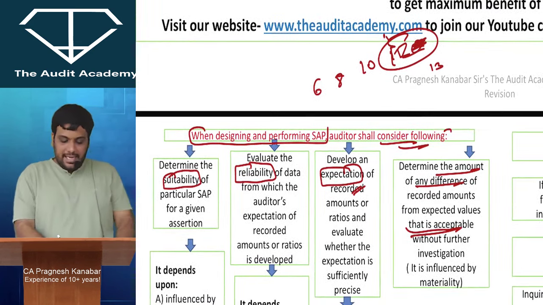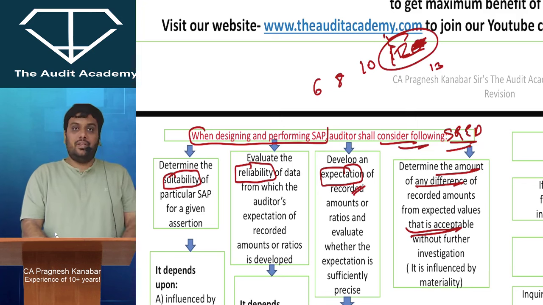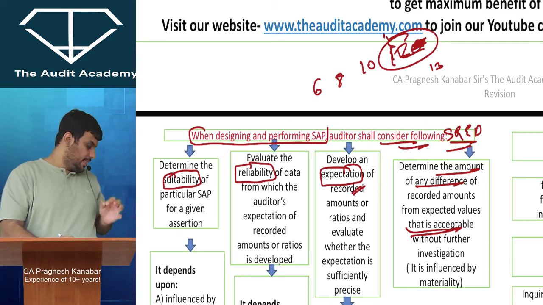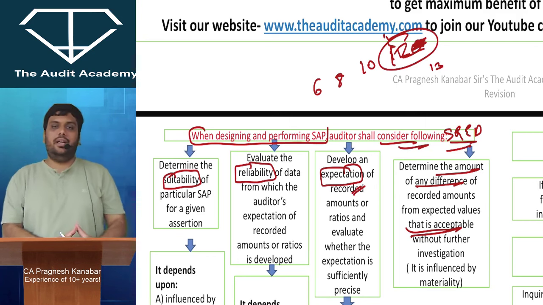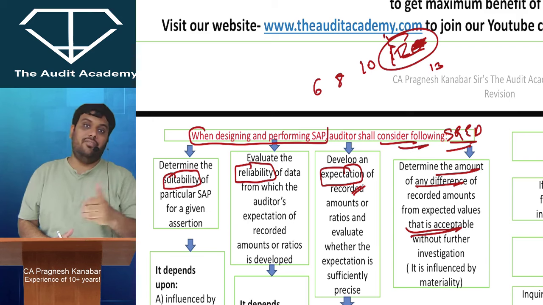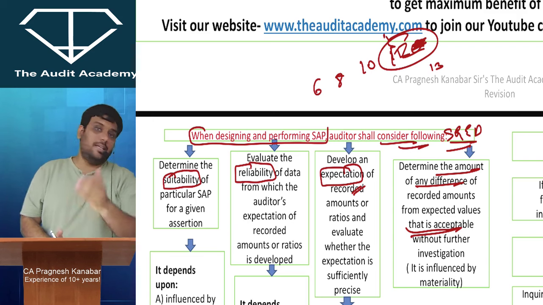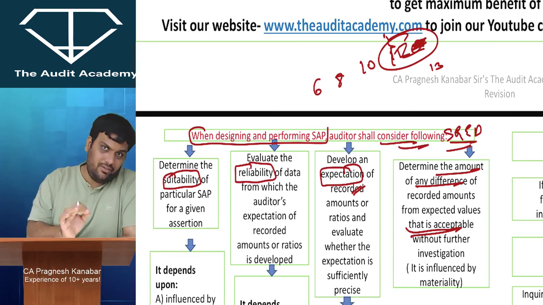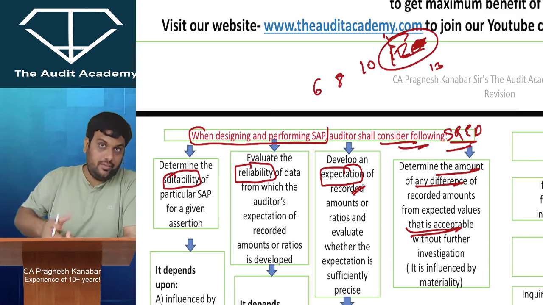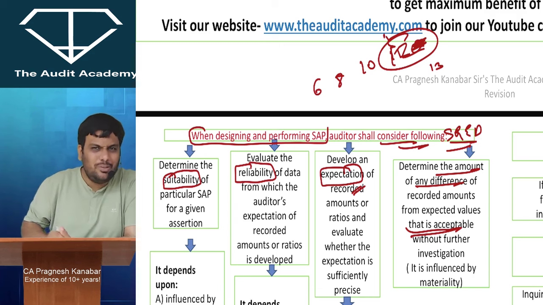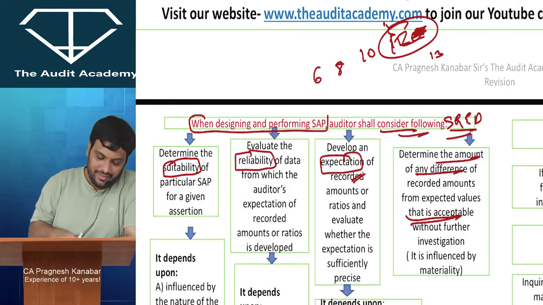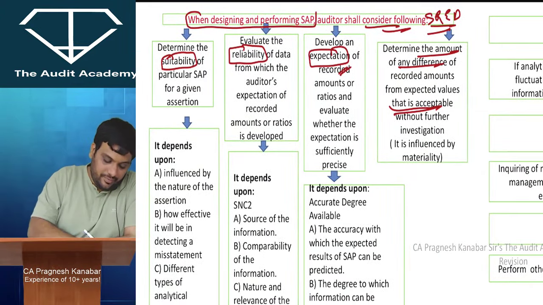So I repeat, SRED: S, suitability of the procedure for a particular assertion. R for reliability of the data. All right. Whether the data itself will be reliable or not. If the data is not reliable, how will we conclude that analytical procedures are proper? E for expectation should be reasonable. Right. And that goes in your life also. And D also goes in your life. That difference that is acceptable to you. Right? The actual outcome may not tally with the expectation, but what is the acceptable amount of difference? Right? So these points.